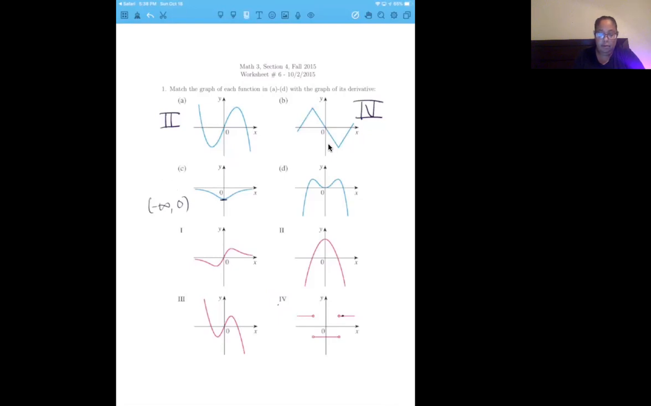Decreasing. And then it's increasing from 0 to infinity. So it needs to be above the x-axis here, below the x-axis here. All right, definitely this one here, right? It goes through the origin and it's above the x-axis after 0, below the x-axis before 0.